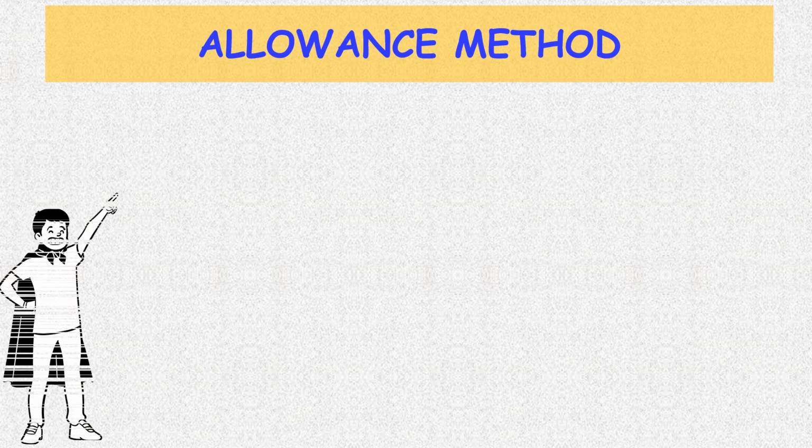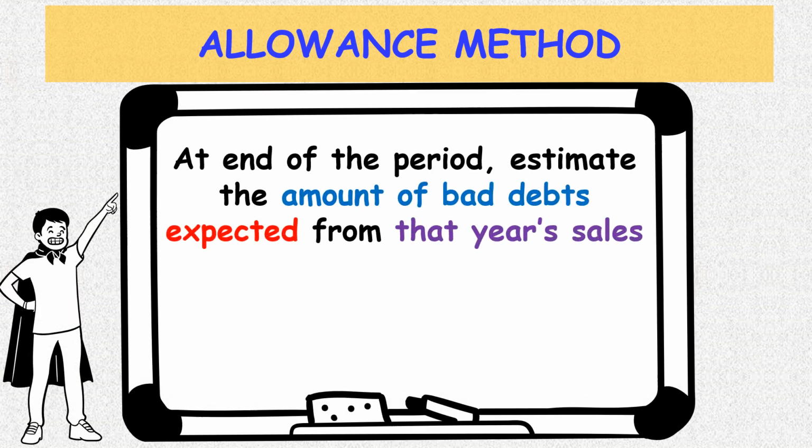So what is the allowance method? Now, since we don't know exactly which customer will not pay us, what businesses do at the end of the period is estimate the amount of bad debt expected from that year's sales. All businesses will have some bad debt. So they might have an idea of how much of their receivables will not pay them: 1%, 2%, half a percent. So they have that expected, and they are going to estimate the amount of bad debt. That is the allowance method.